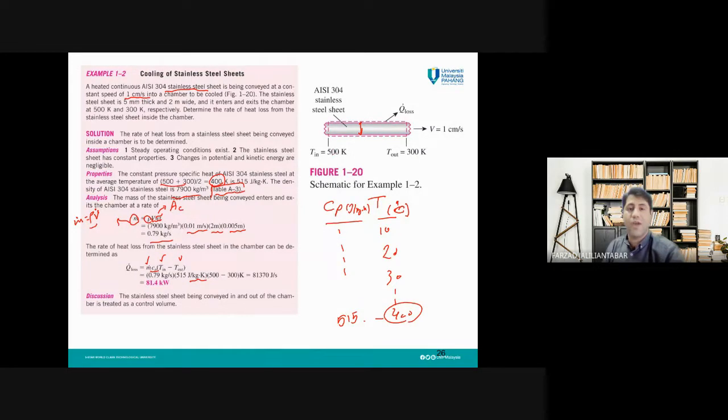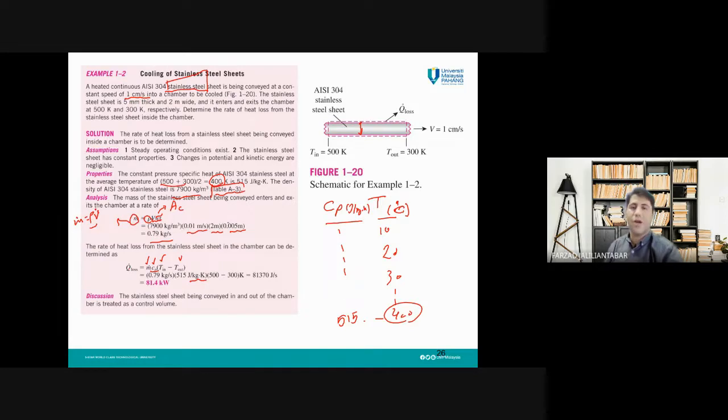The temperatures which we have here are 500 and 300. What will be the average temperature? 500 plus 300 divided by 2 is 400 Kelvin. So the average temperature for this control volume is 400 Kelvin. And CP for stainless steel at this temperature is 515 joule per kilogram Kelvin. So we have also CP.